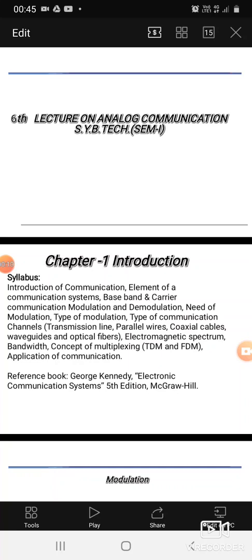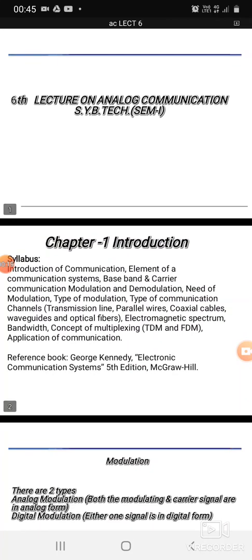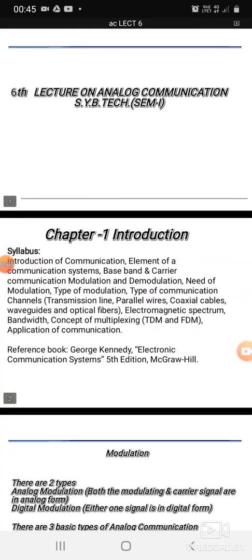So in the last lecture we discussed the basic concept of the baseband signal and carrier signal. Also we have seen the baseband communication system and carrier communication system. We have also covered the basic concept of modulation and demodulation. So I hope you are clear with that. In today's lecture we are going to see the basic types of modulation.